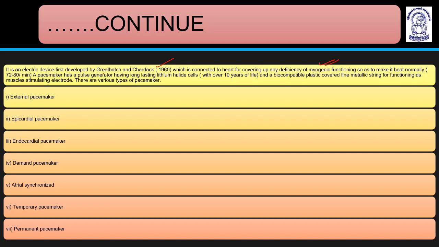A pacemaker has a pulse generator having long-lasting lithium halide cells with over 10 years of life and a biocompatible plastic covered with fine metallic string functioning as a muscle-stimulating electrode. There are various types of pacemaker.